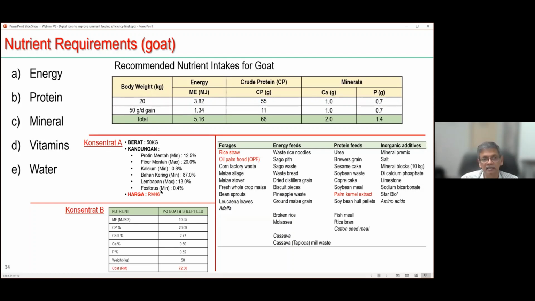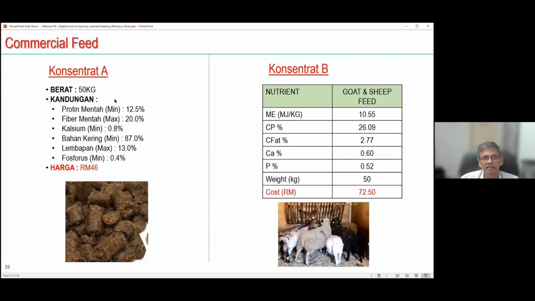Concentrate A, I go with detail. Concentrate A is 50 kilo, both 50 kilos. Yang ni harga dia 46 ringgit for 50 kilos. Yang ni harga lagi mahal. So mana satu dia nak pilih? So how do you do this?